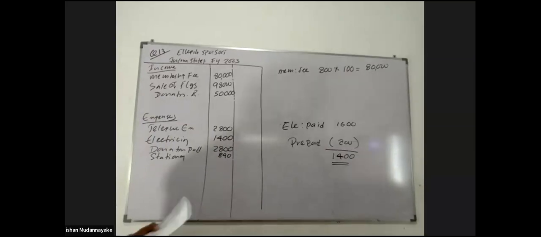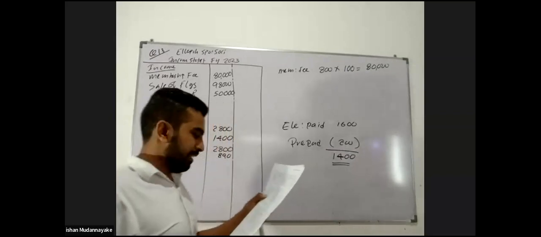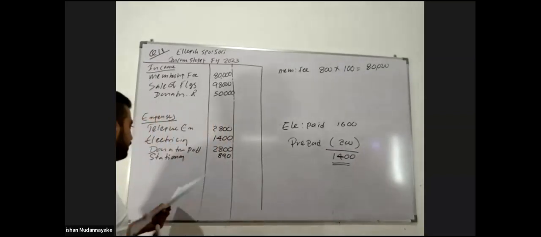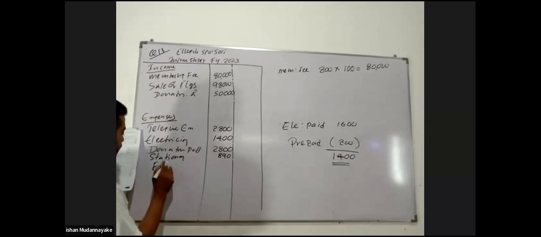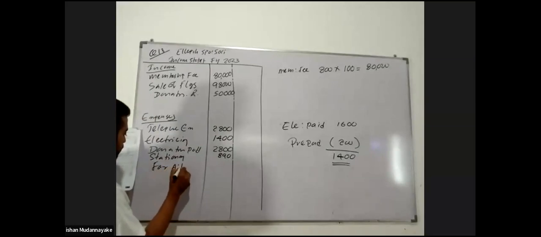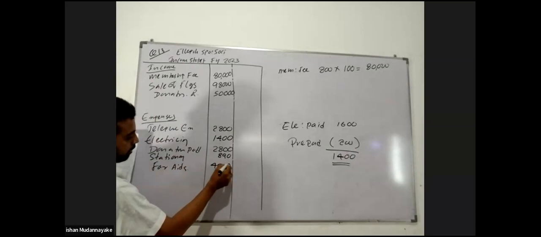Donation received 50,000. Another one, payment for AIDS. AIDS means another method, some kind of donation. Payment for AIDS. Another expense, 4,000.